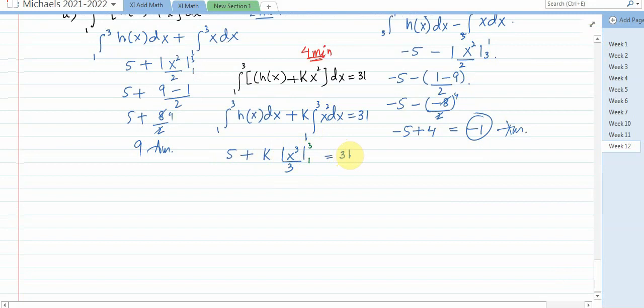Now we need to simplify the equation here. So 5 plus k over 3. The upper limit will be 3 to the power 3, and that is 27, minus the lower limit, which is 1, equals 31. So 5 plus k divided by 3, times 27 minus 1, which is 26, is equal to 31. We cannot simplify it with 13 ones or 13 twos. No, we cannot simplify these two numbers, so we need to take the LCM here.